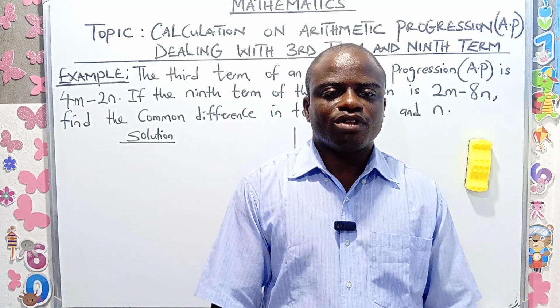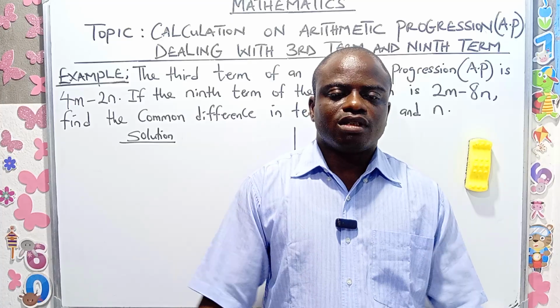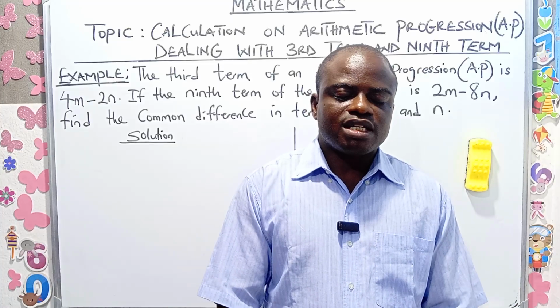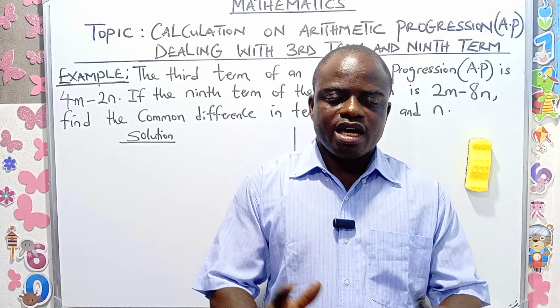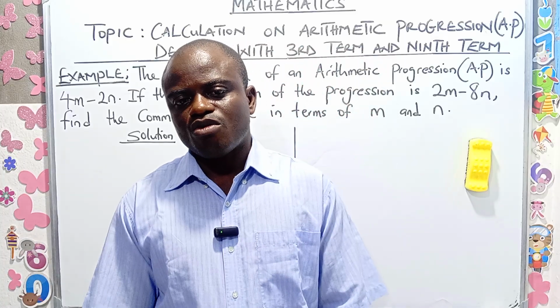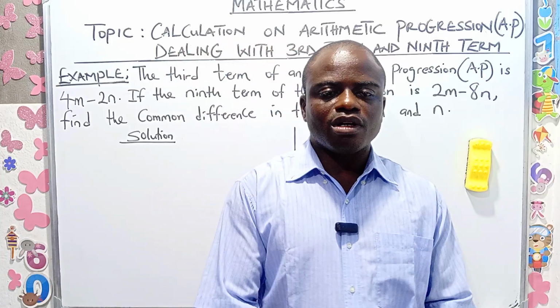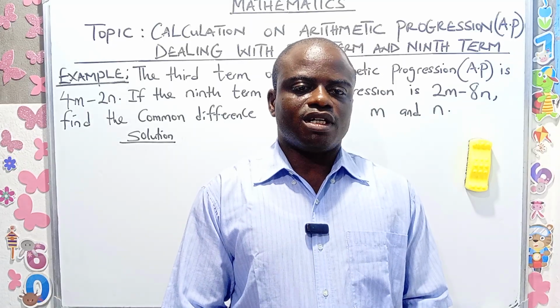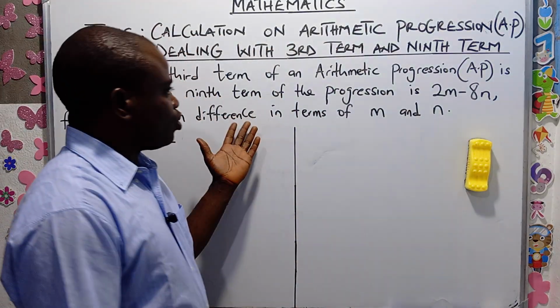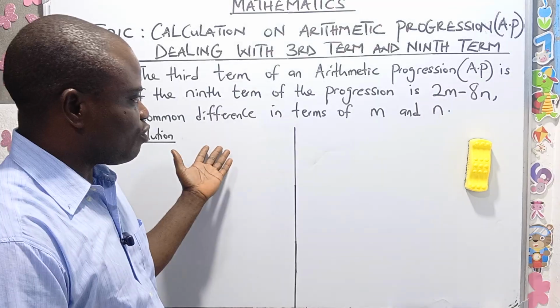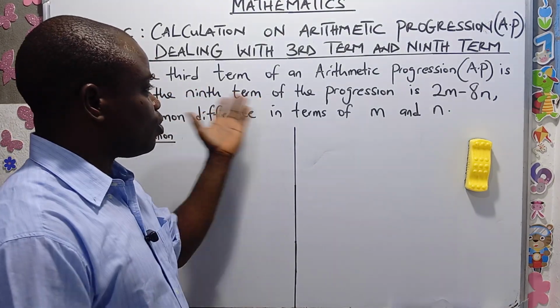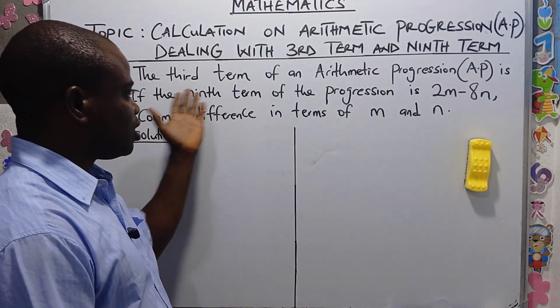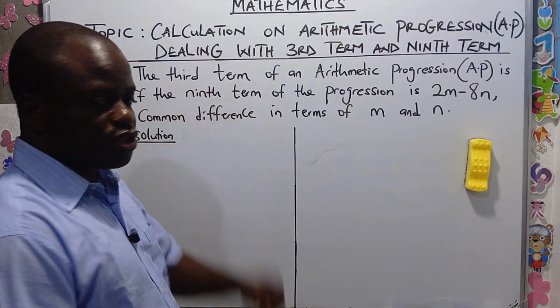T subscript n stands for the nth term. A stands for the first term, n stands for the number of terms, while small letter d stands for the common difference. We are going to use the nth term formula because what you are having in the question is in terms of an expression.